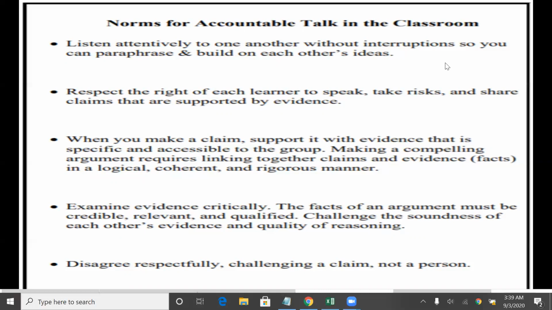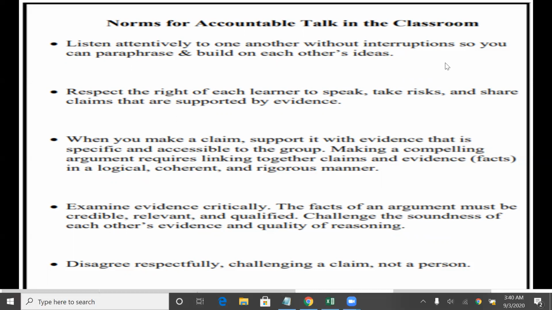Here's the second norm. Respect the right of each learner to speak, take risks, and share claims that are supported by evidence. You should be able to give the person the space without laughing, judging, interrupting, or critiquing until they have taken the full time they need to make their statement, share their claim, and support it by evidence. Don't cut them off. Give them a chance to speak. Don't disqualify their statement. Don't discount their chance, because that could possibly lead to them not taking the risk the next time to answer the question.